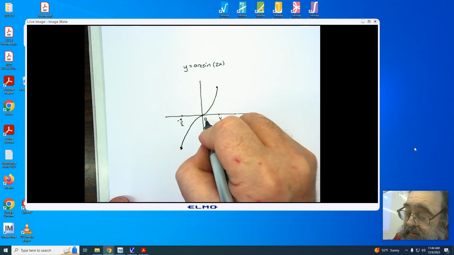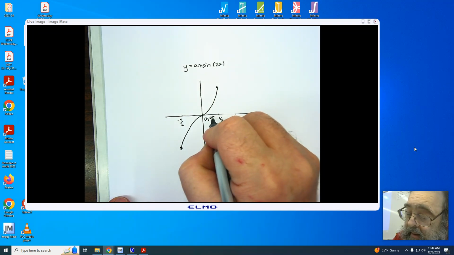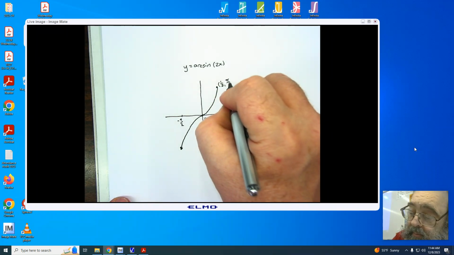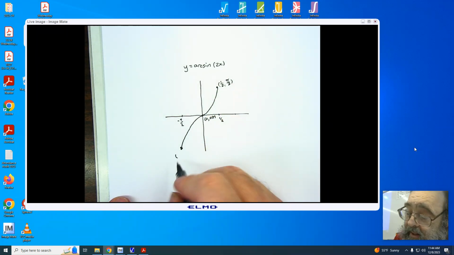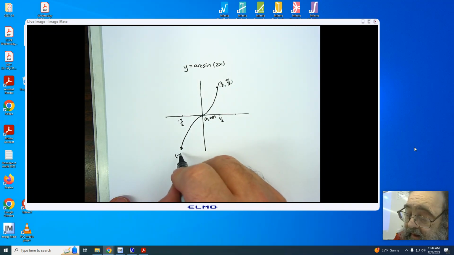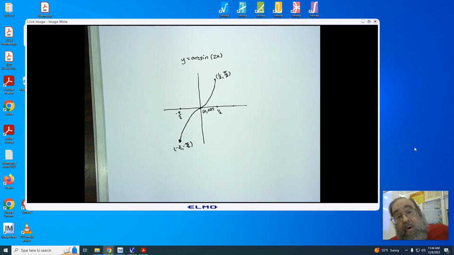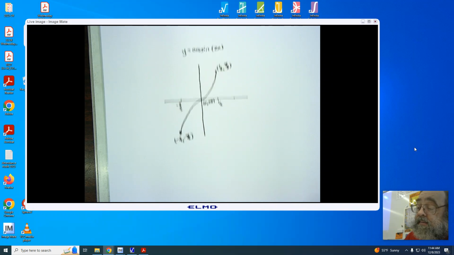This point is 0, 0. This point is 1/2, pi over 2. And this point right down here is negative 1/2, negative pi over 2. Once again, we didn't have a vertical shift to worry about. We didn't have that extension or stretch that we had to worry about. So there is our graph. Let's take a look at another one. This time, let's take a look at a cosine.